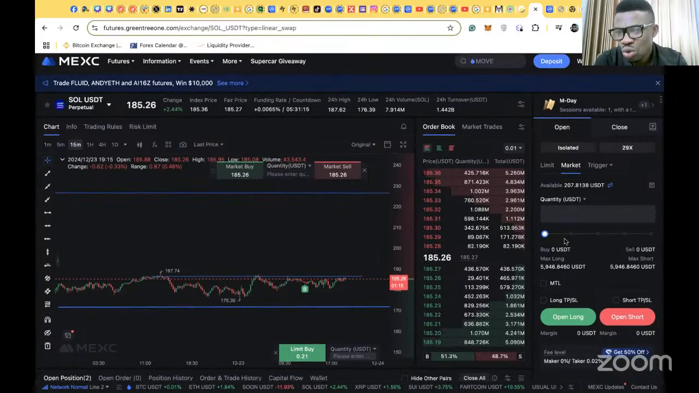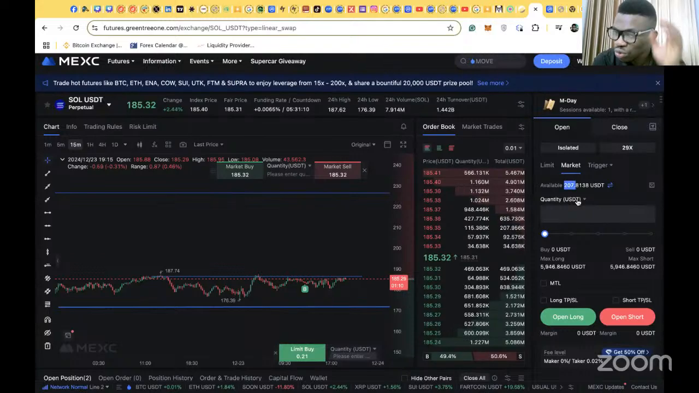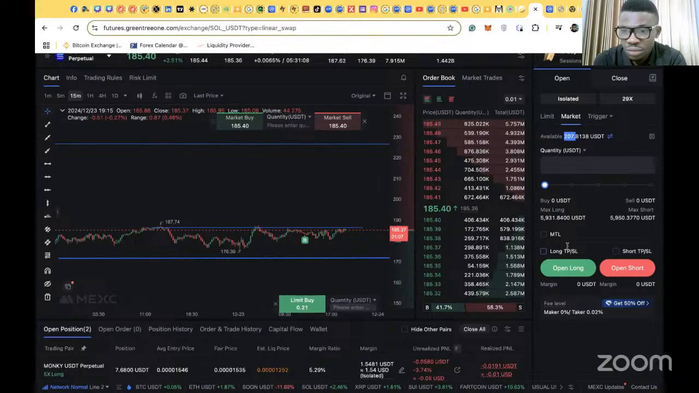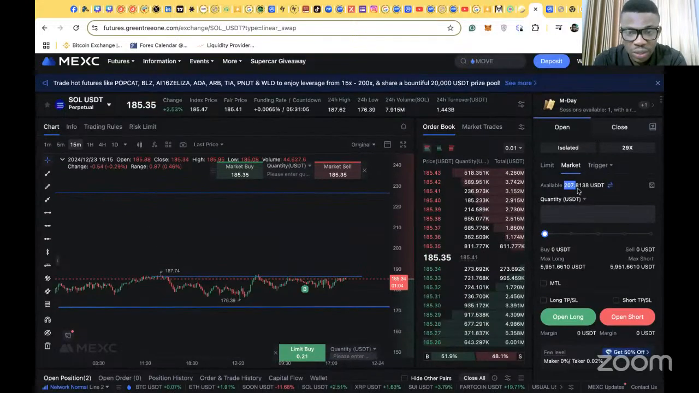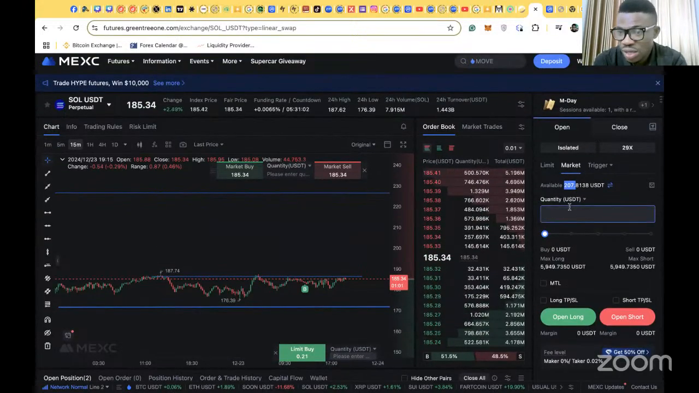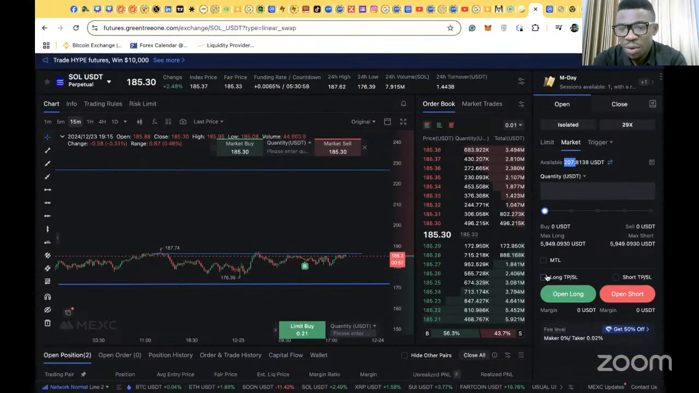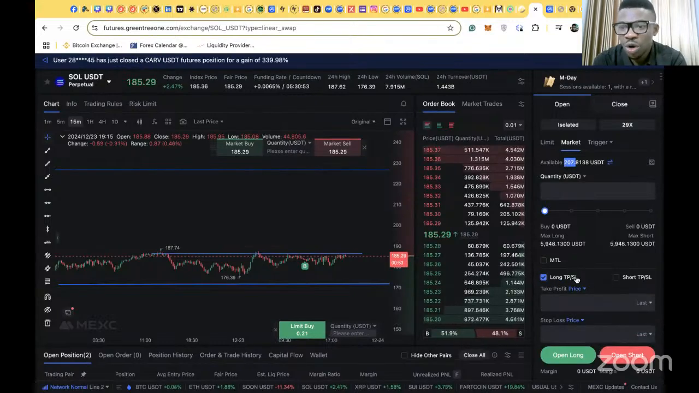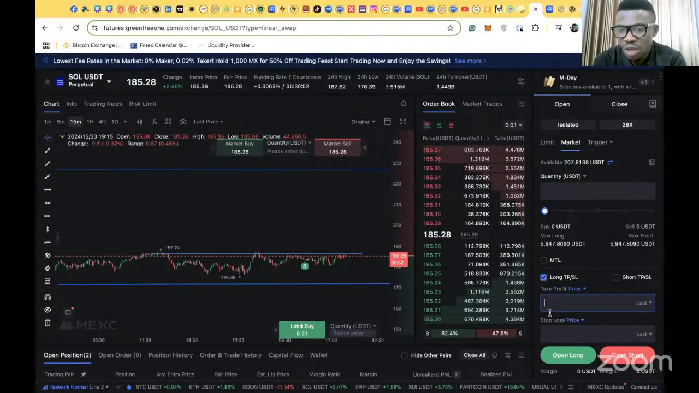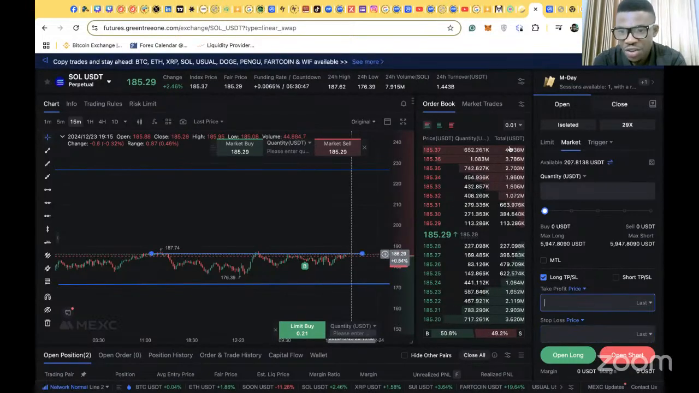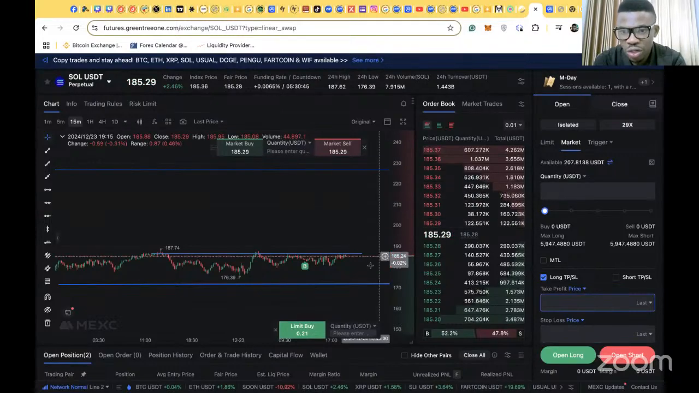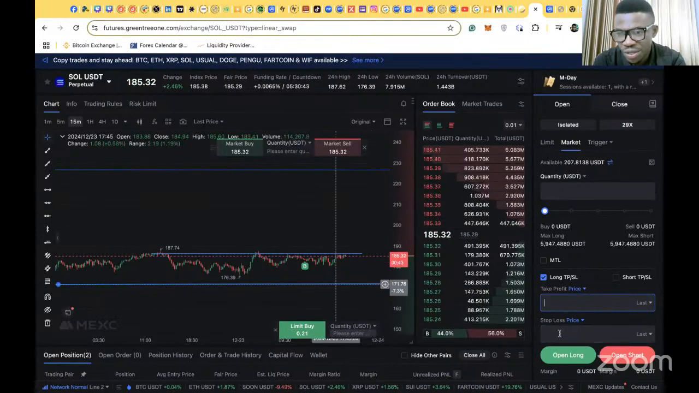So how does this apply? Very good. I have a balance of 207, but what I want to risk here is just $1, because I'm meant to transfer this $200 out of this account. So I want to risk $1 and I want to go long. When I click on long TPSL, it will give me compartments for take profit price and stop loss price. My entry price is already clear. I'm doing market execution.